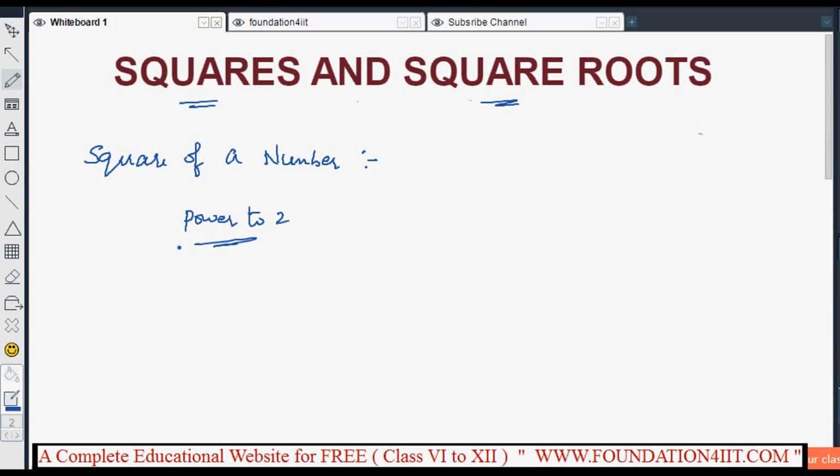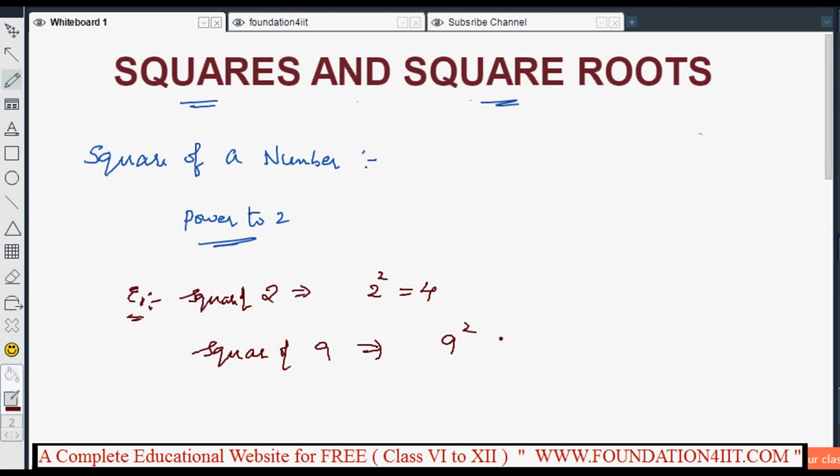For example, if I take the number 2, the square of 2 is 2 to the power 2, so that is equal to 4. That means 2 into 2. Now the square of 9 is 9 raised to the power 2, so that means 9 into 9, the same number you need to multiply. 9 nines are 81, so 81 is the square of 9.